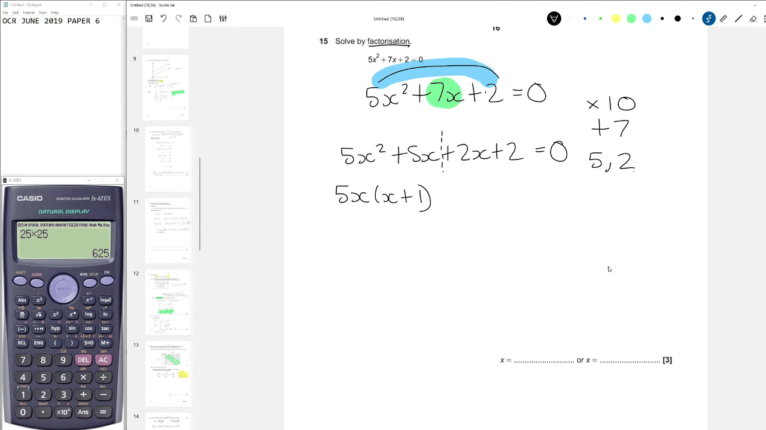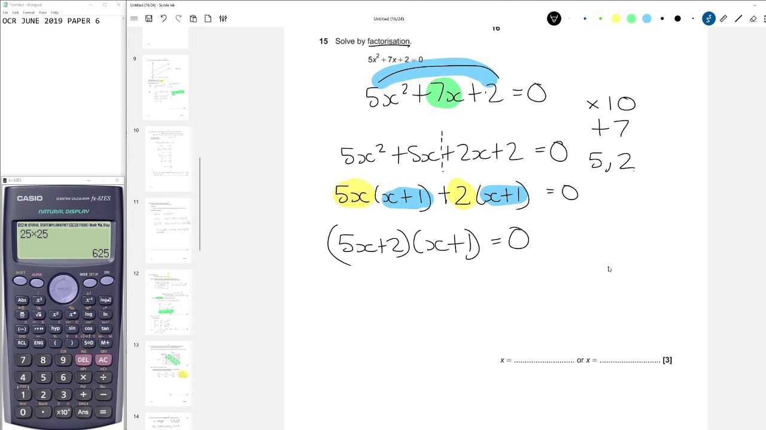So my plan is that the brackets inside should be the same. If it's not the same, something has gone wrong. And it is the same. So all I have to do now is group the outsides together and then write it with the bracket like this. So I would get 5x plus 2, x plus 1 equals 0.